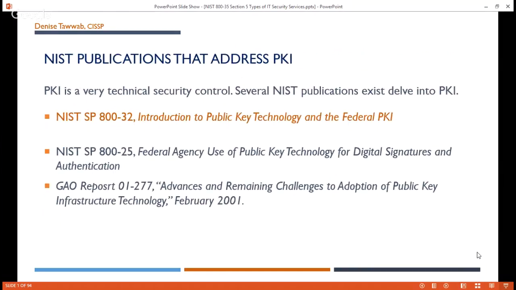Okay, because there are some NIST publications that do address PKI and can bring you up to speed. This is 832, which is the intro to PKI and federal PKI. 825 talks about federal use of public key technology for your digital signatures. And GAO report 01-277, advances and remaining challenges to adoption of public key infrastructure technology.